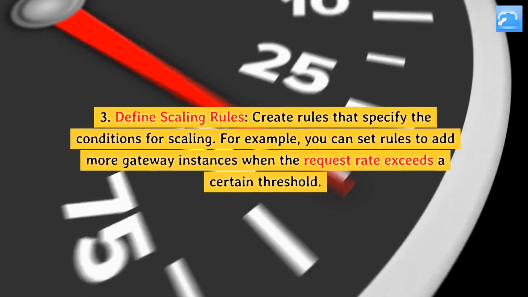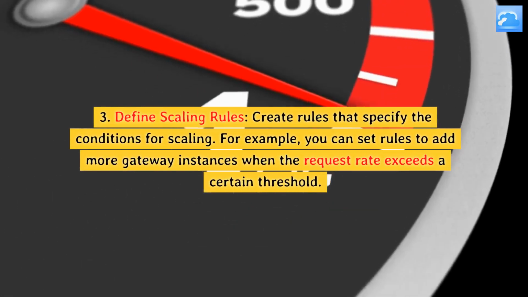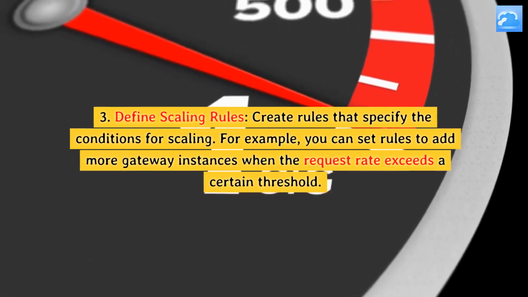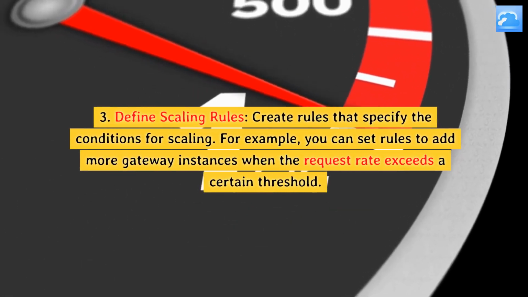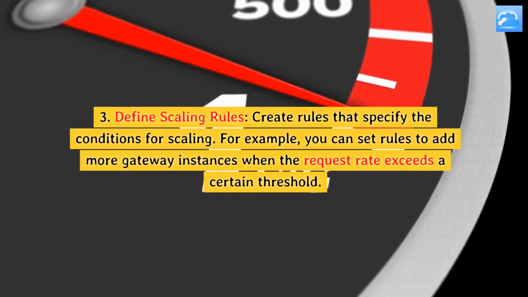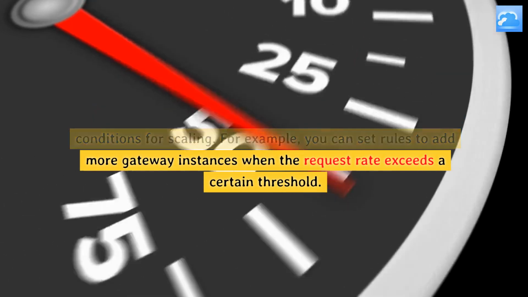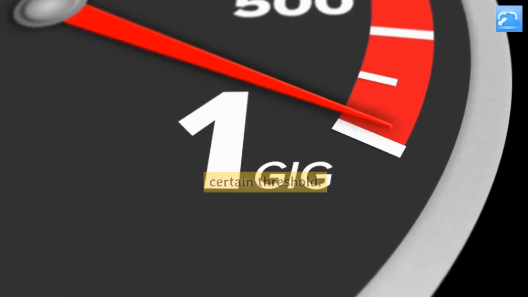3. Define scaling rules. Create rules that specify the conditions for scaling. For example, you can set rules to add more gateway instances when the request rate exceeds a certain threshold.